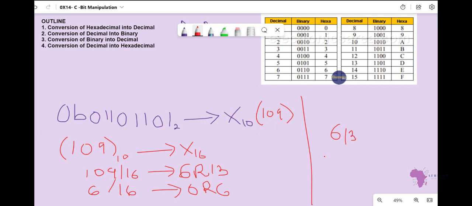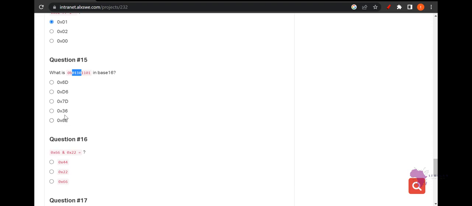But remember, guys, 13 is equivalent to D in hexadecimal. So we'll have it as 6D, like this. But remember one thing, don't forget the hexadecimal notation, which is 0x. So our answer will be 0x6D. And that will be our answer.